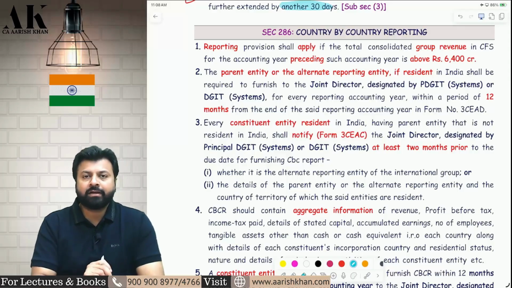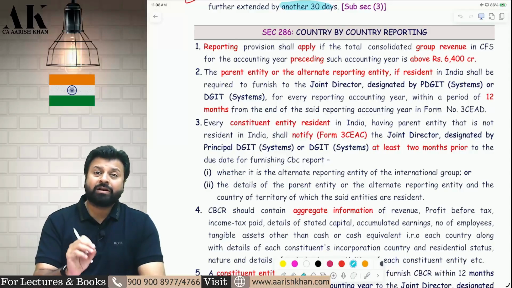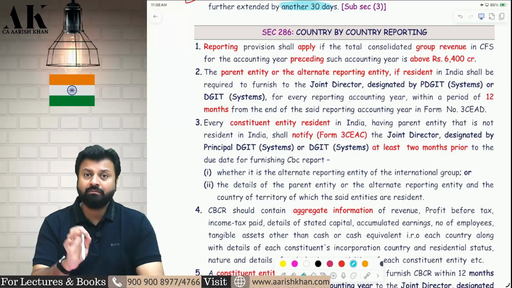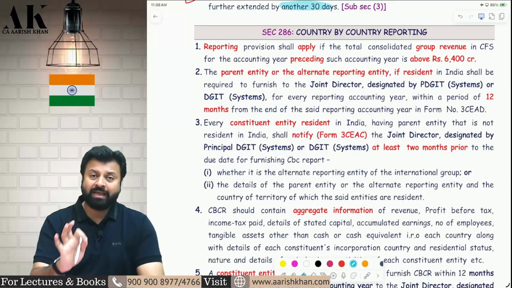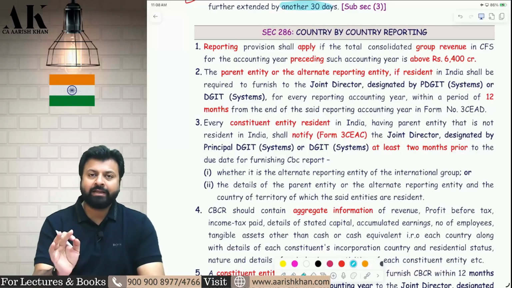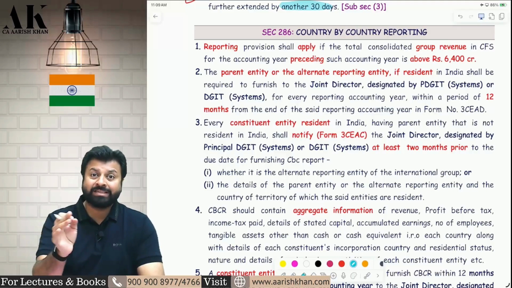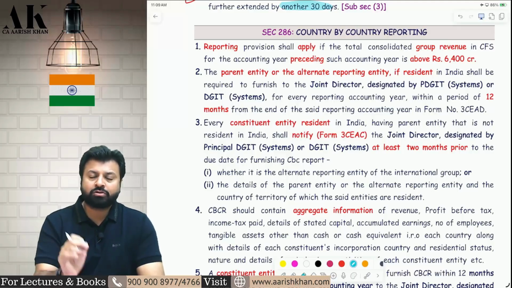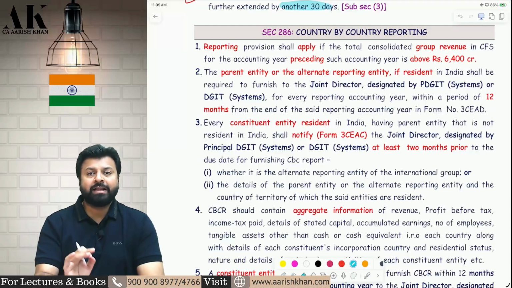In country by country reporting, what happens? Wherever is your ultimate parent company, like in India, there is Reliance Industry, Tata, Infosys, like in Japan, there is Sony, like in South Korea, there is Samsung, like in US, there is Apple, Google, Microsoft. So wherever is your ultimate parent company, in that country, you have to file CBCR.